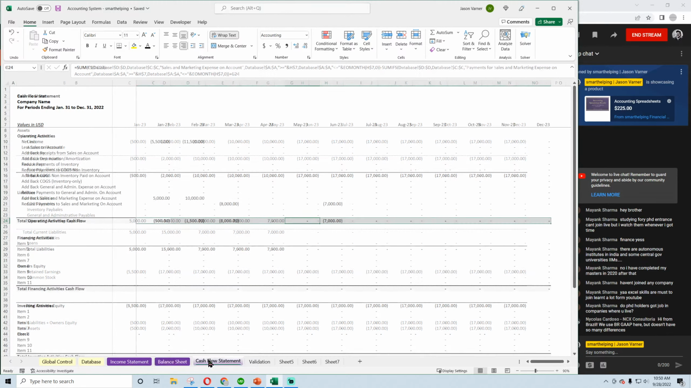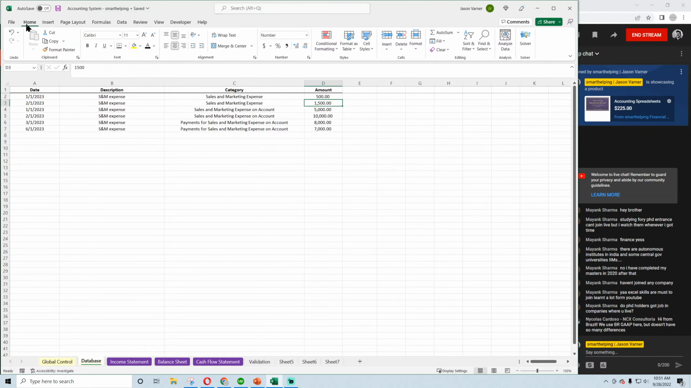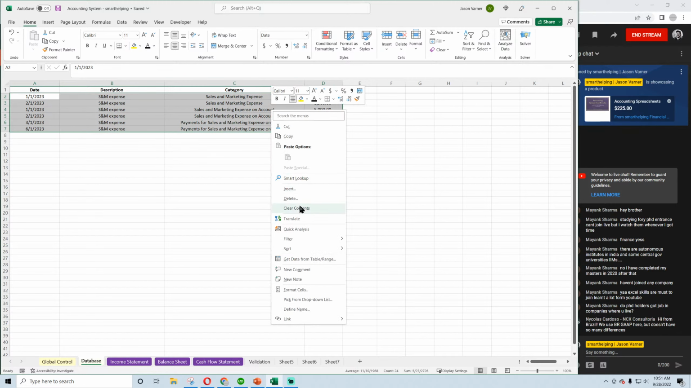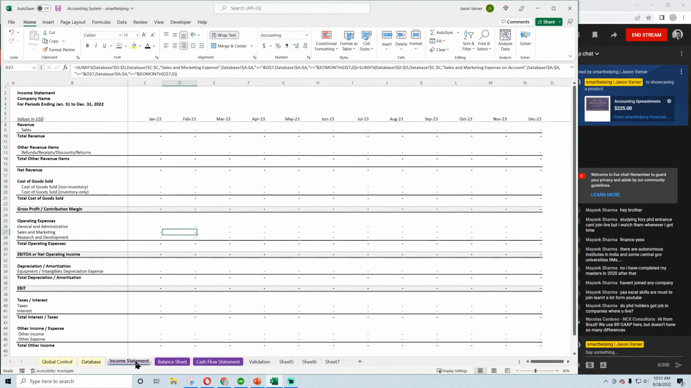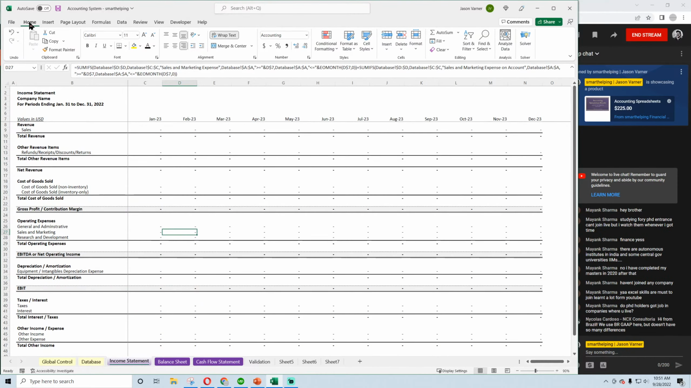That's looking good. Cash flow statement, we have net income. Then we have adding back the stuff on account, reducing the payments on account. All looking good. All right. That was a lot smoother because there were no spelling errors in my formulas, so great. Last item. Last item here, research and development.